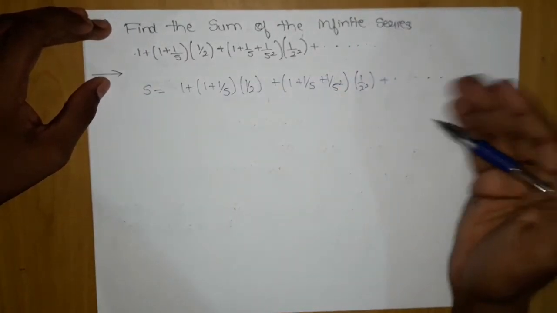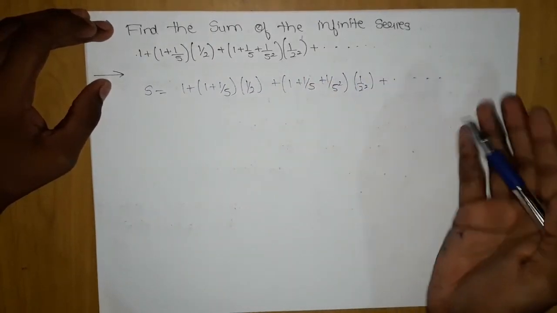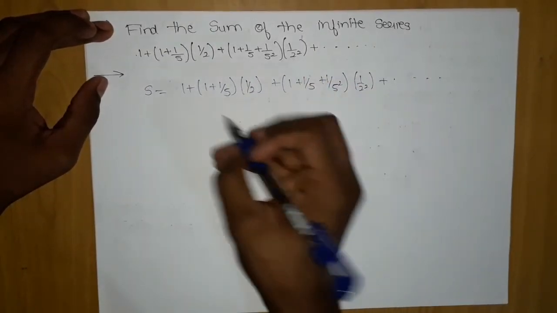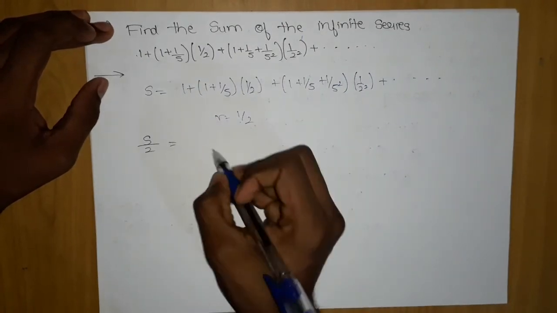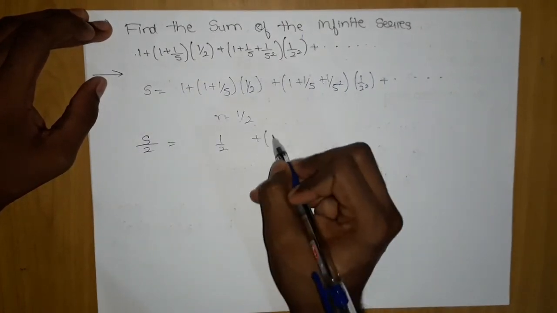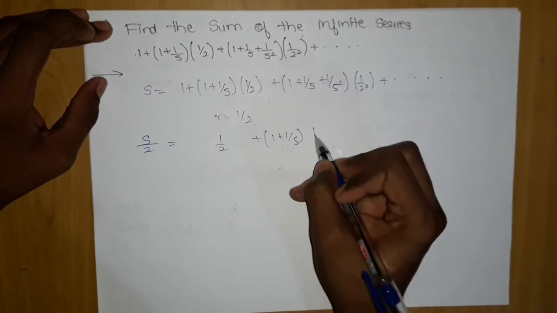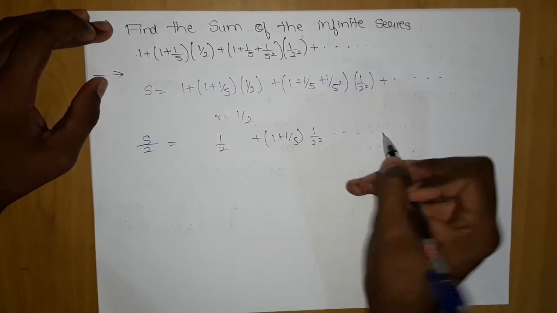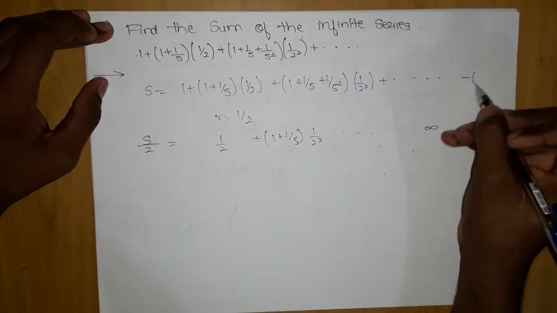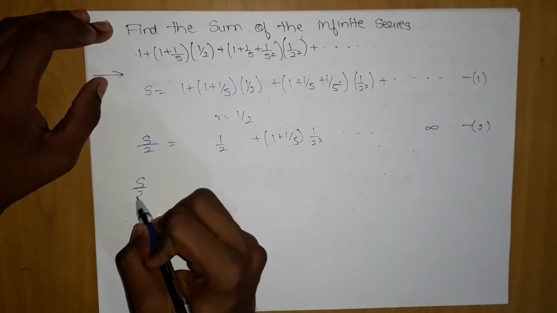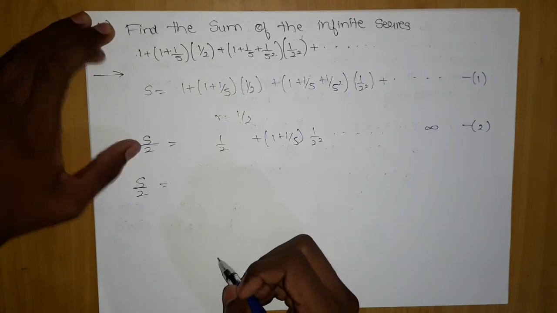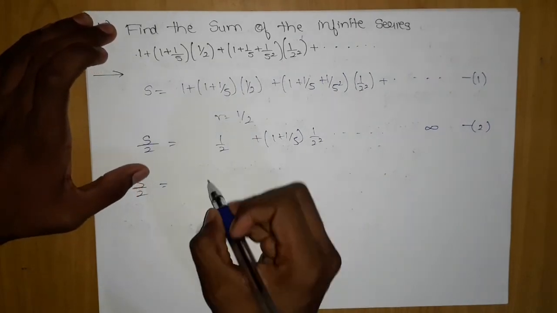There is no need of considering something else here, because the terms are usually increasing. So I know the common ratio is nothing but 1 by 2. Multiply it by 1 by 2, and what do you get? S by 2 equals 1 by 2 plus 1 by 5 into 1 by 2 squared, until so on till infinity. You call this 1, and this 2. Subtract it, and what you get is S minus S by 2.